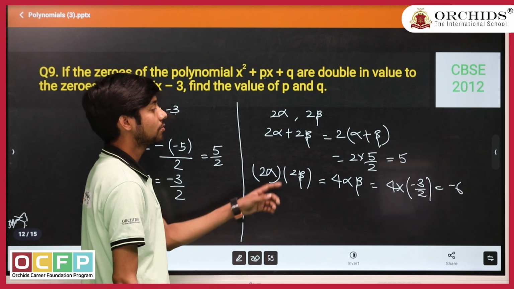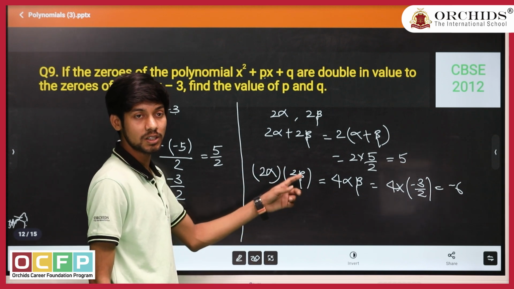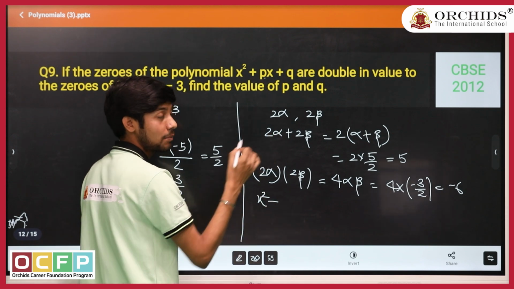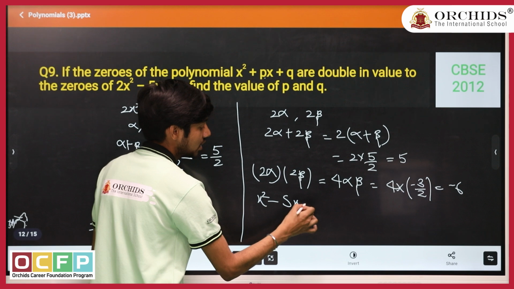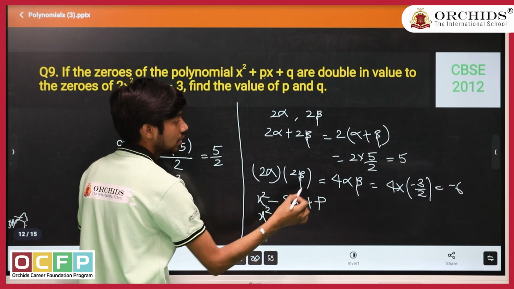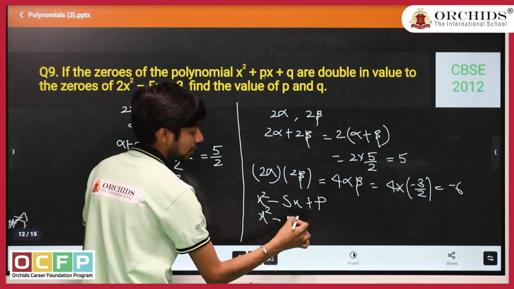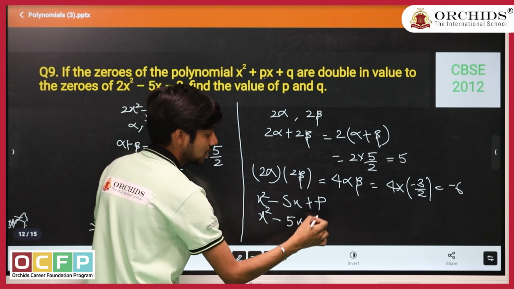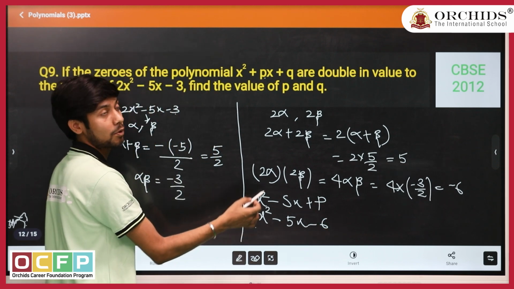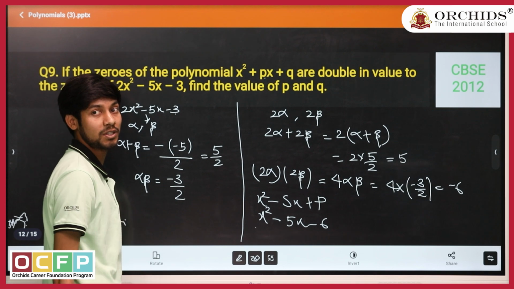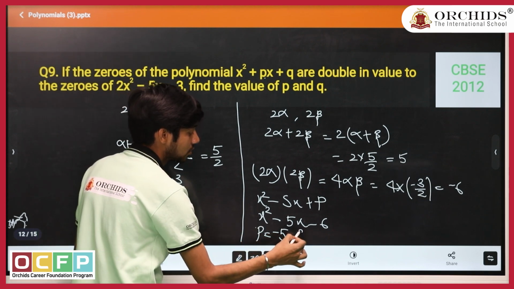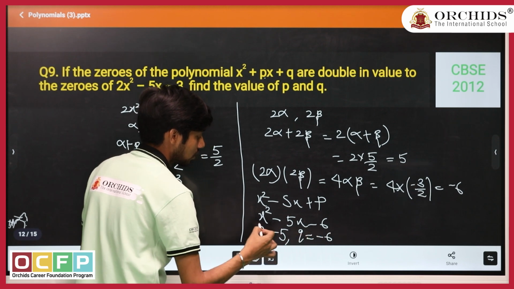Now if I ask you to form a quadratic polynomial with these new zeros, what will we get? x square minus sum of zeros times x plus product of zeros. So x square minus 5x plus minus 6. If we compare this quadratic polynomial with the given one, x square plus px plus q, we'll get p is equal to minus 5 and q is equal to minus 6.